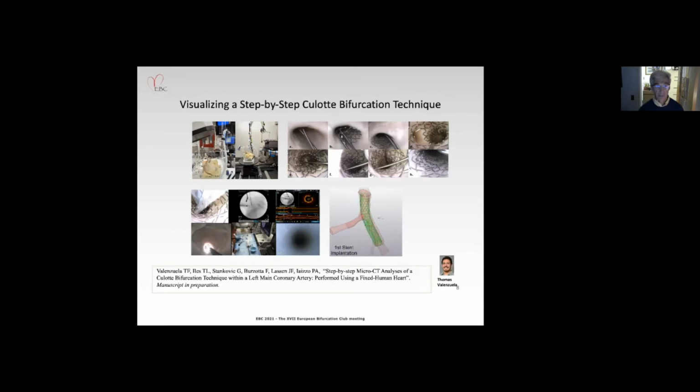Or you can do this step by step. And in this study, we did a step-by-step Culotte bifurcation technique using EBC guidelines. And part of the steps, we had EBC members performing these. And so one step, we just wired it. Then we deployed the first stent. Then we did a final POT. And then we put in the second stent. And you can see in the lower image below, the reconstructions of all the models from the MicroCT.